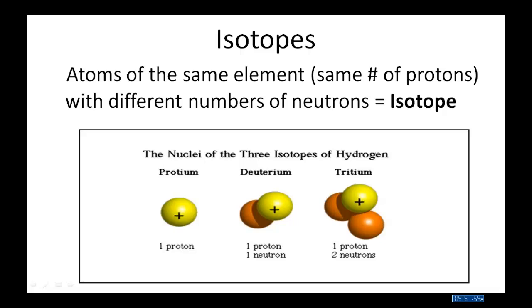Here's an example of 3 isotopes of hydrogen. You have the most common form, that first one just has 1 proton, doesn't have a neutron. The second version has 1 proton and 1 neutron. And then the third isotope has 2 neutrons and only 1 proton. Of course, it's only 1 proton. I don't have to say how many protons, otherwise it wouldn't be hydrogen.